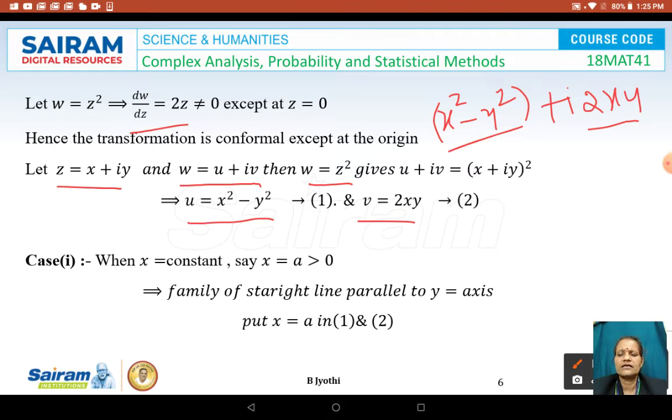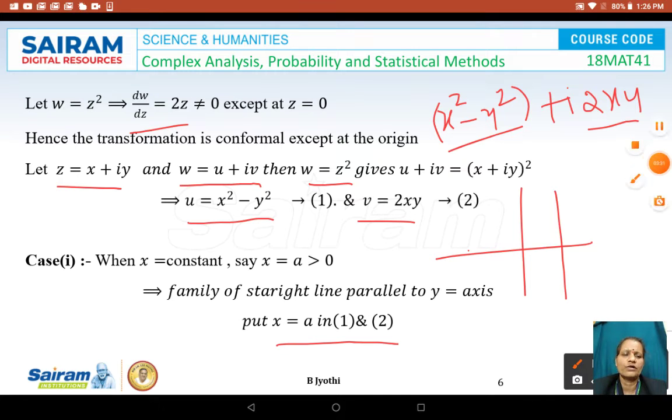Let us consider case 1, where x is equal to a constant, say a, which is greater than 0. That is in the positive axis we will take like this. So x is equal to a means a constant. That's a positive. Supposing if you take the negative, this is the left side we will be taking. So a family of straight lines parallel to the y-axis. Put x is equal to a in equations 1 and 2. Then we'll see what happens.